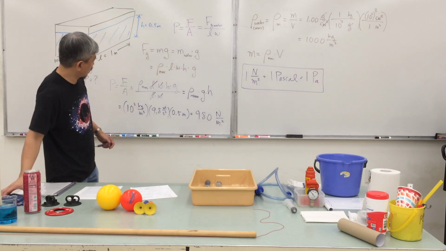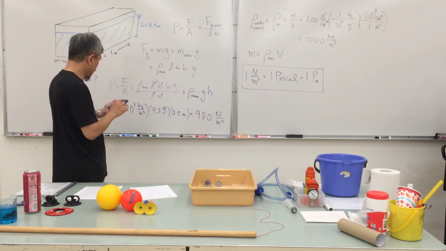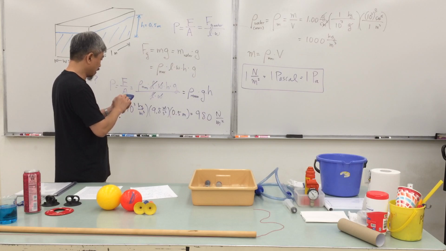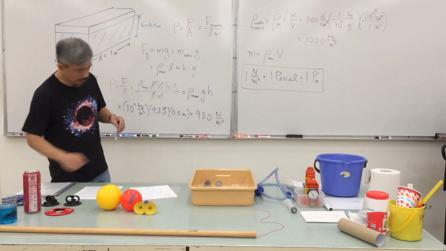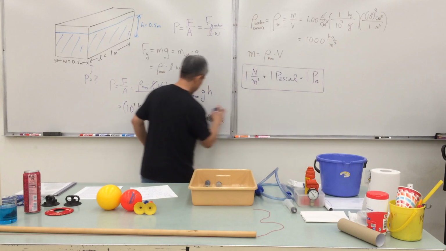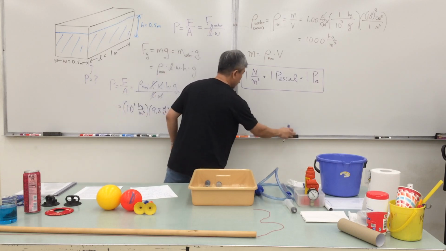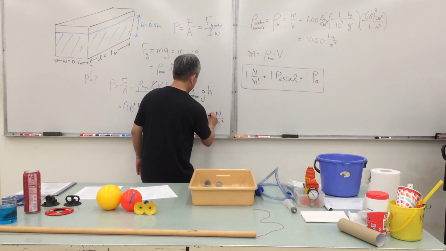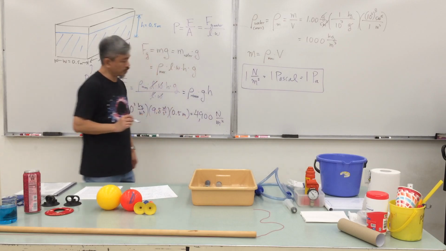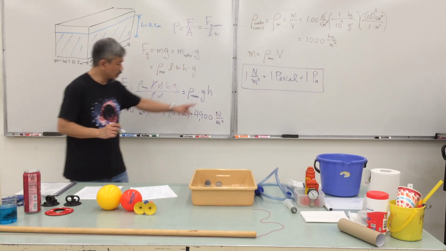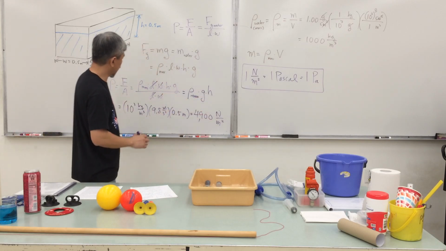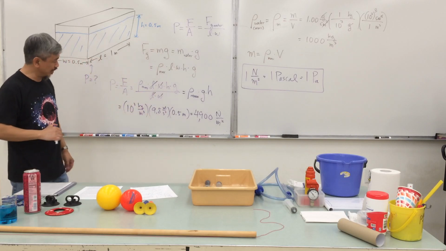Wait a minute, something looks kind of fishy over there. Let me check this real quick. Basically 1,000 times 9.8 times 0.5 should be 4,900. Something's wrong there. So there you go: 4,900 newtons per meter squared. Just have to worry about punching things in the calculator.